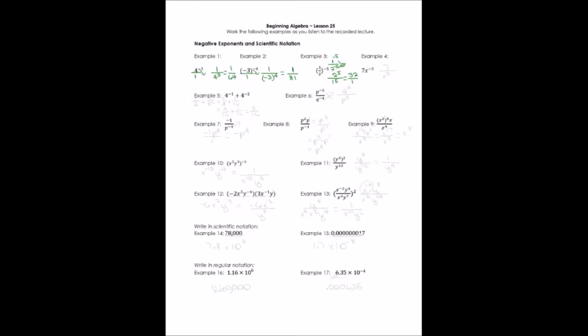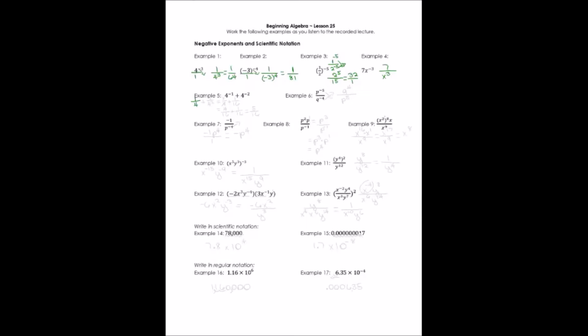In example 4, we have to be very careful to see that only the x is being raised to the negative exponent. So in other words, my 7 has to stay where it is, and my x, to get a positive exponent, has to go down. So it's really 7 over x cubed. Remember, all we're doing with negative exponents is we're moving them to the opposite side of the fraction. To resolve negative exponents, to make them positive, we just have to move the term up or down, and then the exponent becomes positive.